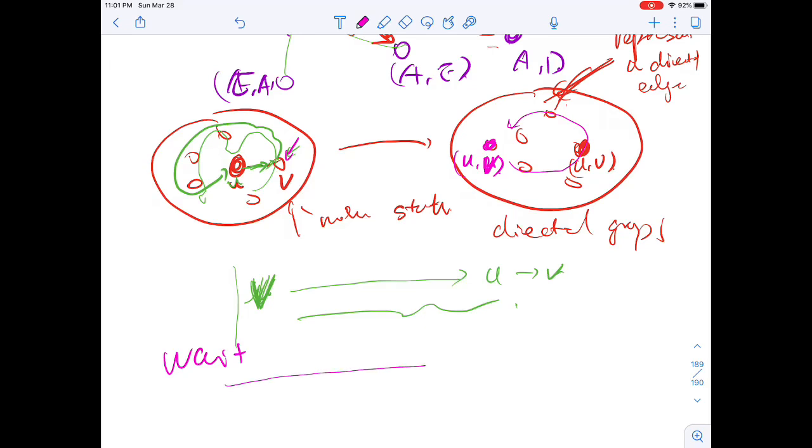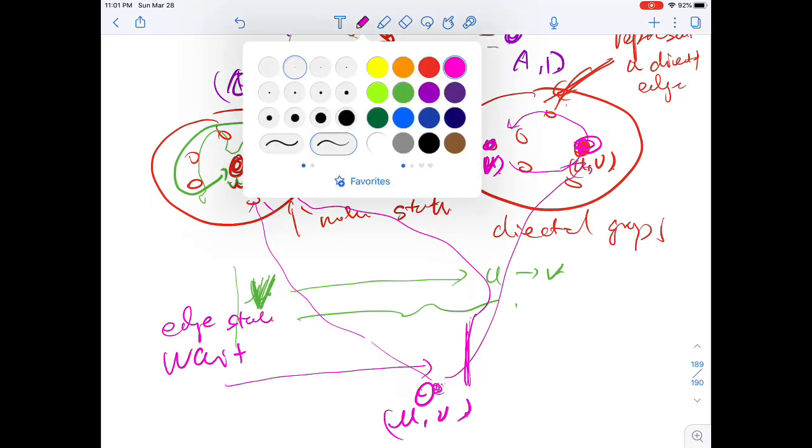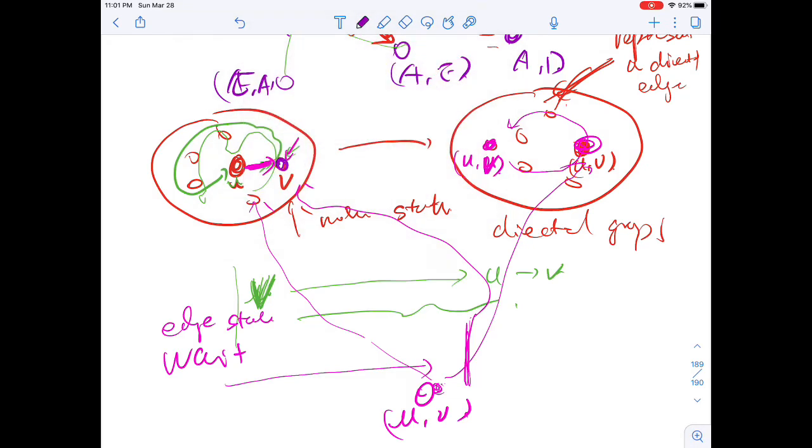I wait in the second graph until the first time I hit the state UV. Basically, that means until the first time I walk through this edge UV. That really means that this is the edge state, right? So if I look back to the vertex state, the node state, then I'm at this point. This is at T, right?